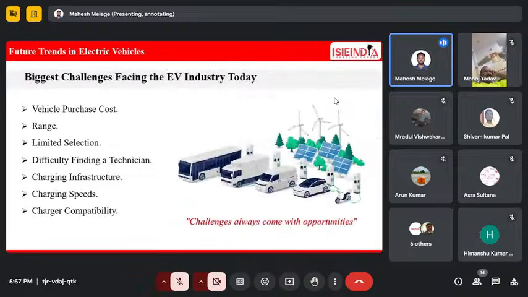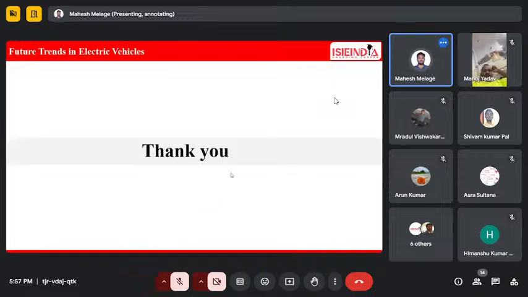So we discussed the different parameters of the electrical vehicle, like advantages, disadvantages, challenges, and what the components are and the function of each component. So these are today's topics, and the future trend in electrical vehicles.